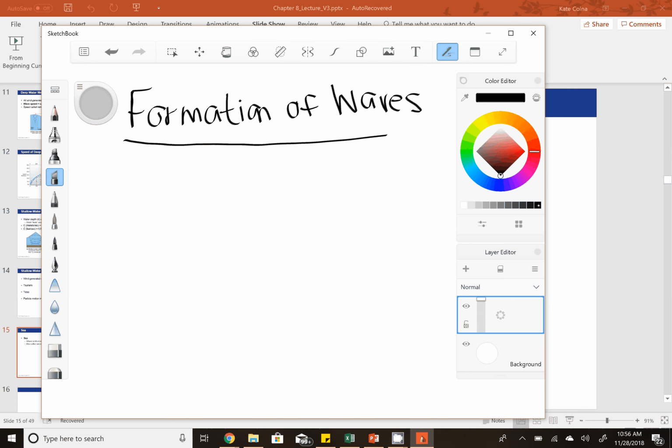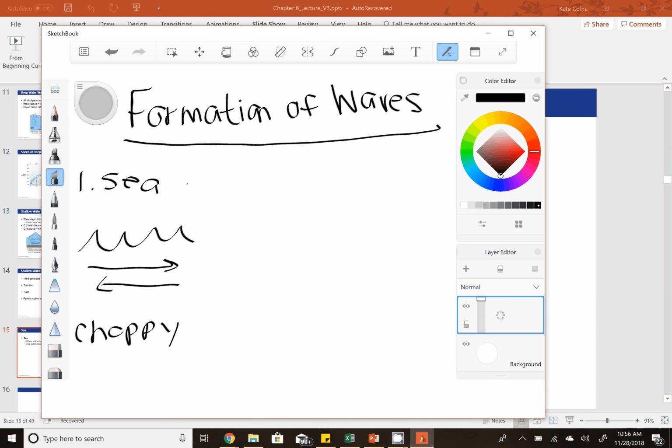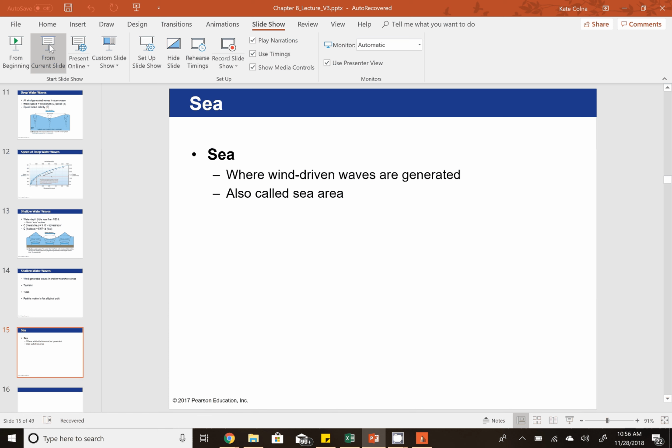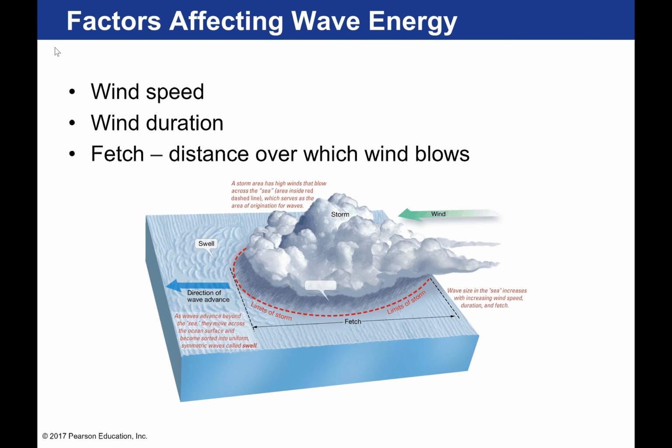So when we're looking at the formation of waves, we start with the sea. In the sea, the waves move in different directions, and it's really choppy. Before we go into parts 2 and 3, we're going to talk about what affects the wave's energy, because that's going to lead us into those last two steps.